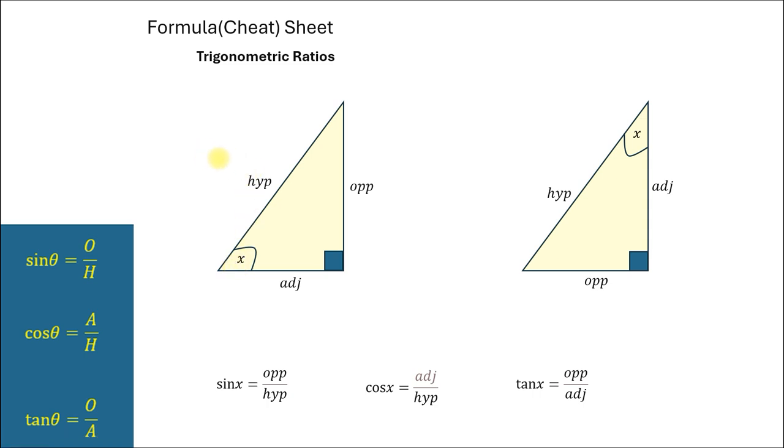Of course, the hypotenuse is always directly across from the 90-degree angle. Over here, we've moved the reference angle up to the top, thereby changing the opposite and adjacent sides. But the hypotenuse remains directly across from the 90-degree angle.